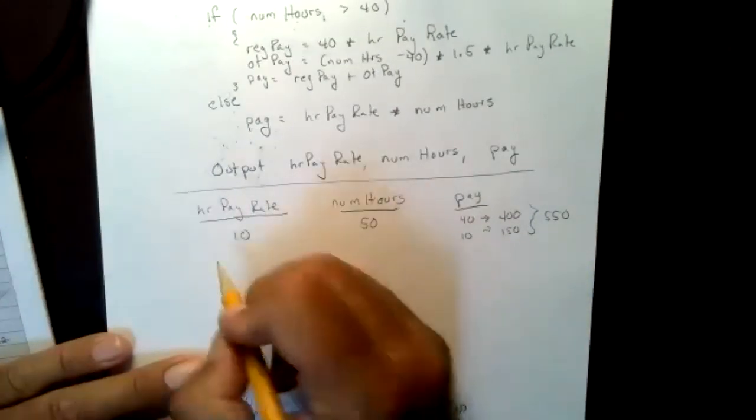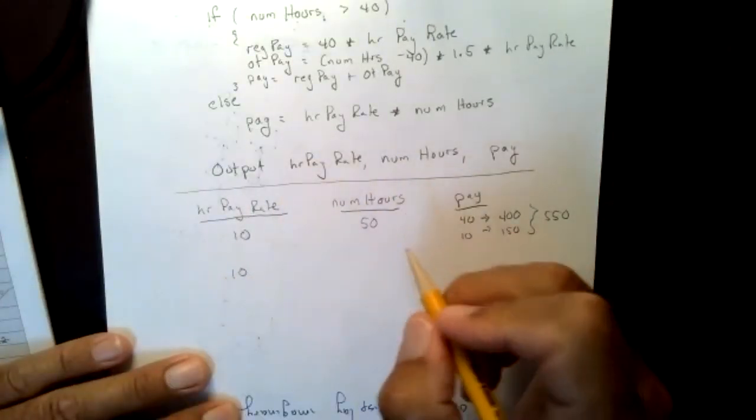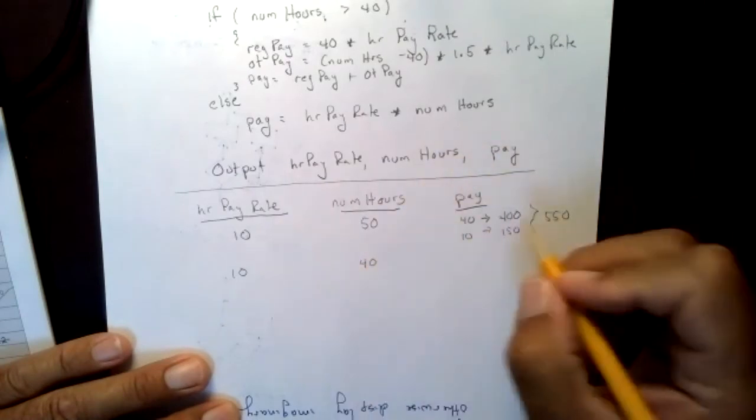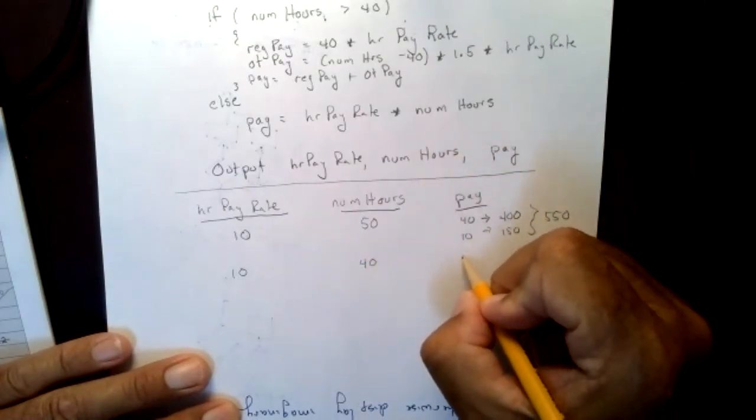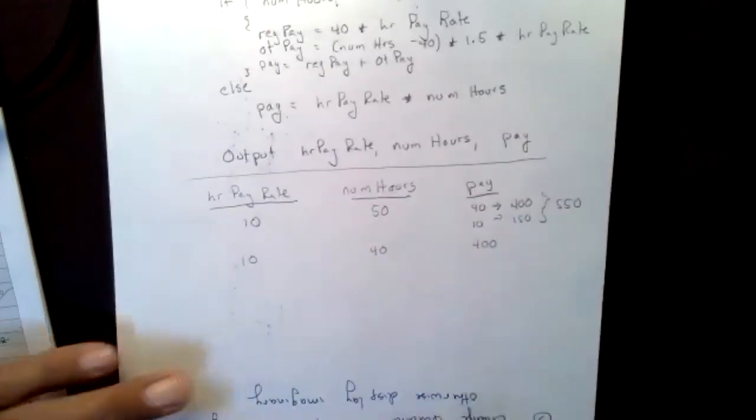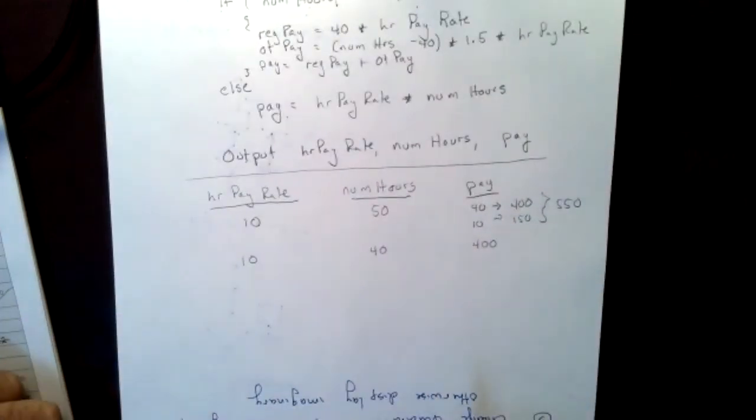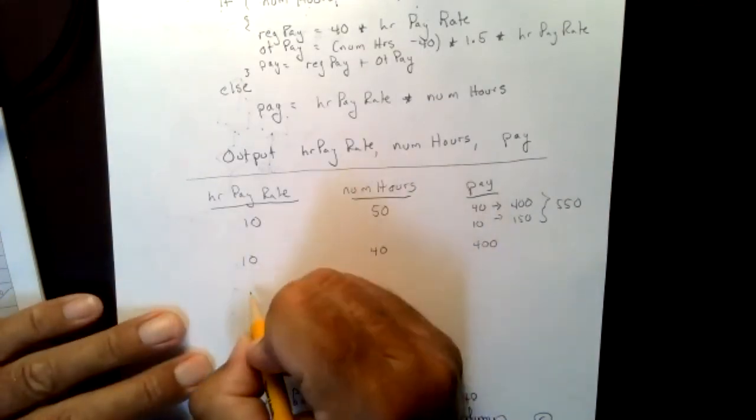Another line of test data: 10. Let's do number of hours is 40. And let's make sure this is 400 hours. What's minimum wage? I think it's 7.25. Depends what state you're in.